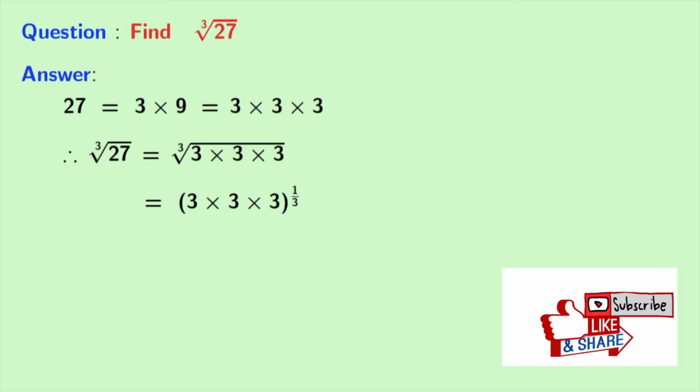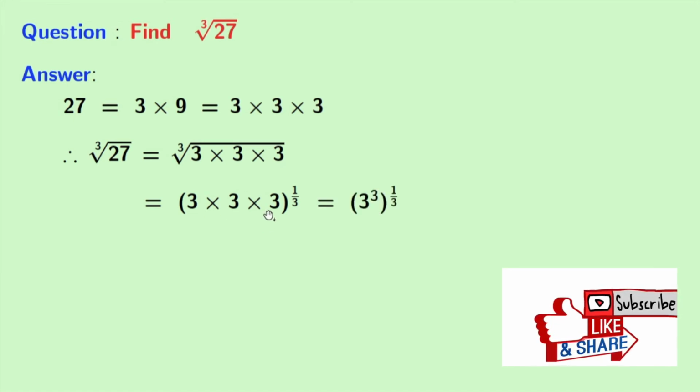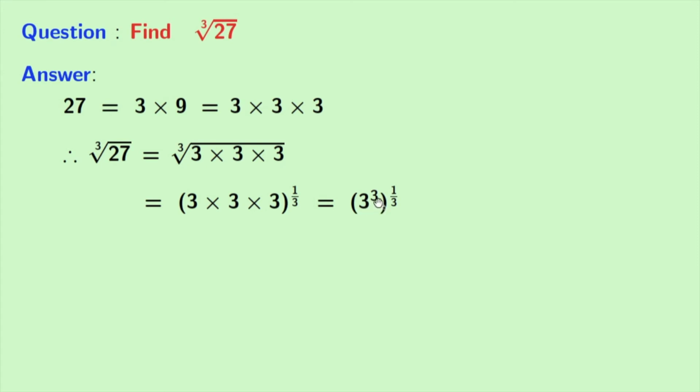Now we have three 3's inside the bracket, so we can write it as 3 cube. So that we have (3 power 3) power 1 by 3, and we can write it as 3 power 3 times 1 by 3. Here we have used this formula: (a power m) power n is equal to a power m times n.